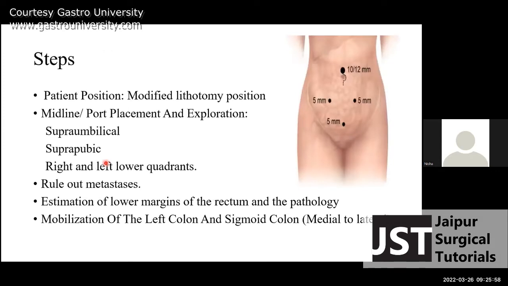The essential steps of anterior resection: the patient is in the modified lithotomy position. It could be a midline laparotomy, or if we are doing it laparoscopically, the standard port placement. Once we go in, we rule out metastasis, look for the resectability of the tumor, define the lower margin of the rectal tumor, and mobilize the left colon and the sigmoid colon in a medial to lateral approach.